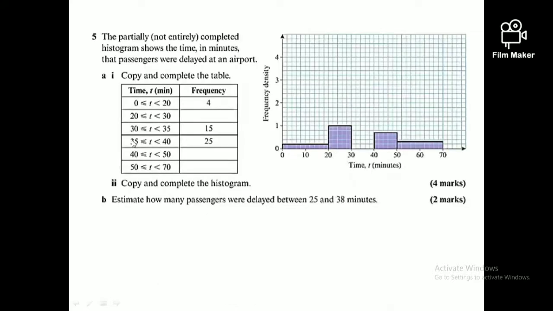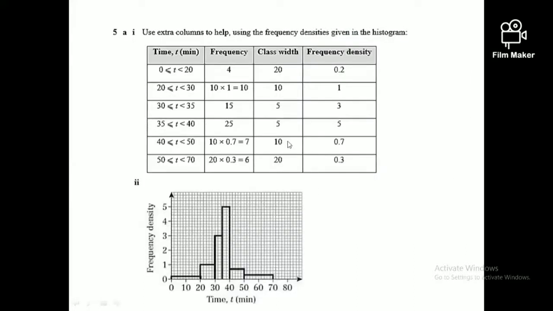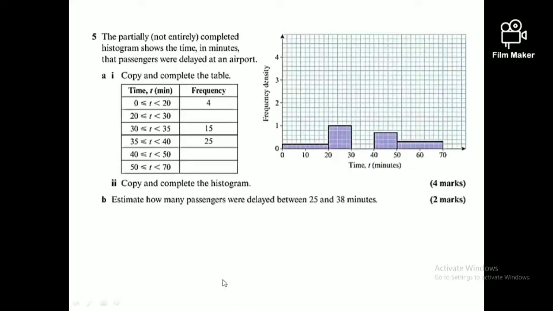Okay. Then we need to find out 35 to 40, 25. 35 to 40 is 25. That means what is the frequency density? 25 divided by 5, that is 5. Then you can mark here, it's 5. Over here up to 5, you can mark this bar. That's what you have to do. Right? Okay.